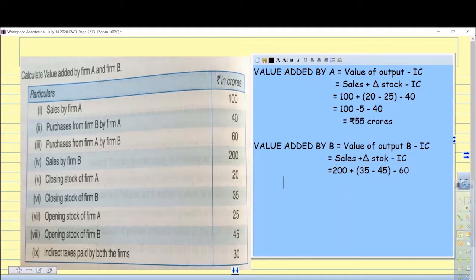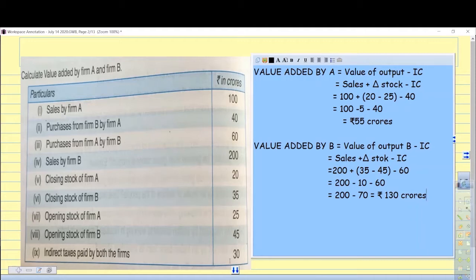So what is the final answer? Is equal to 200. 35 minus 45 is minus 10. So plus will turn into minus 60. Equal to 200 minus 70. That is equal to how much? 130 crores. That is the answer. I hope it's clear.